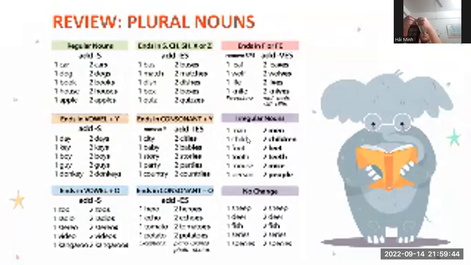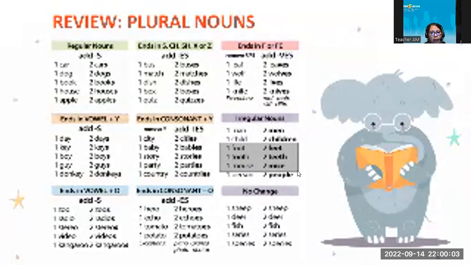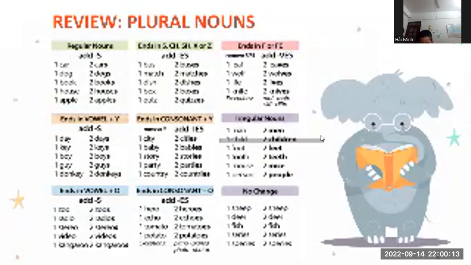Yes. Okay, so we have irregular nouns. One man, that is? One man, two men. One child, two children. One foot, two feet. One tooth, two teeth. One mouse, two mice. One person, two people. Okay.